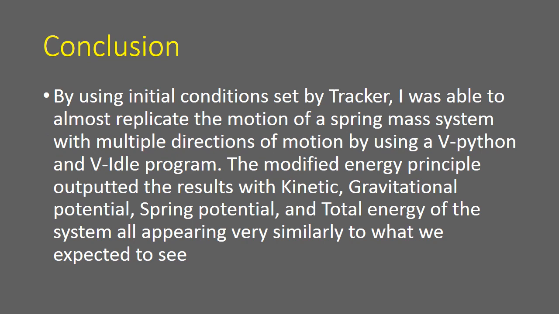By using the initial conditions set by Tracker, I was able to almost replicate the motion of a spring mass system with multiple directions of motion by using a VPython and VIDLE model. The modified energy principle outputted the results with the kinetic, gravitational potential, spring potential, and total energy of the system all appearing very similarly to what we would expect to see.